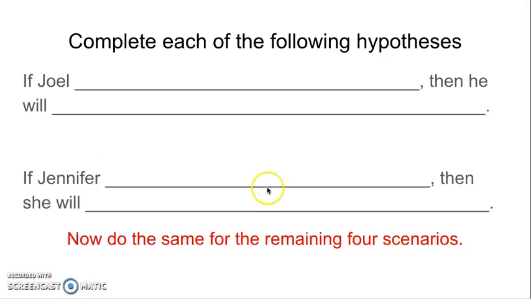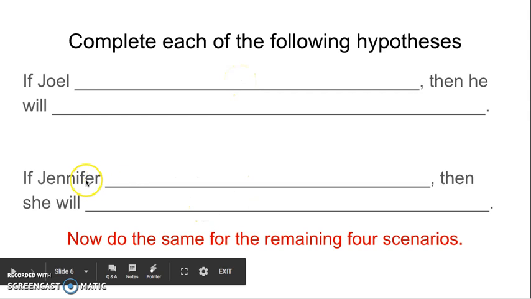Okay, our last little bit here, we're going to be writing a hypothesis for all 6 of these scenarios. I've started the first 2 for you here. Our first scenario concerned Joel, and we need to decide for our independent variable what Joel is going to change, and then what we hope the outcome will be. What will happen after Joel changes something about his dental health?